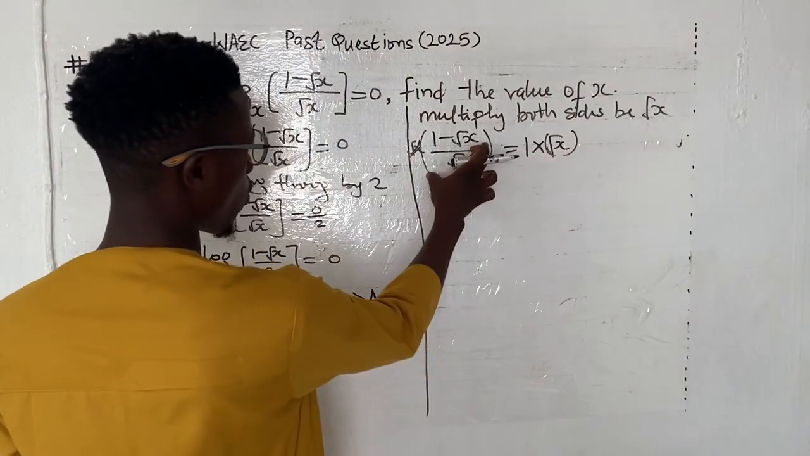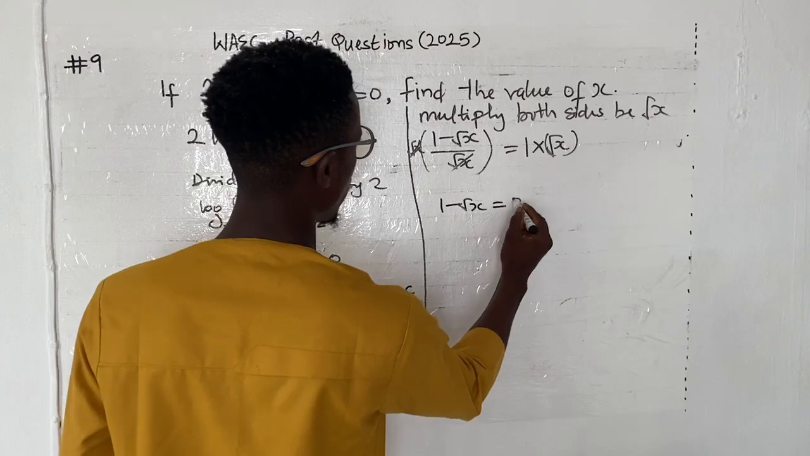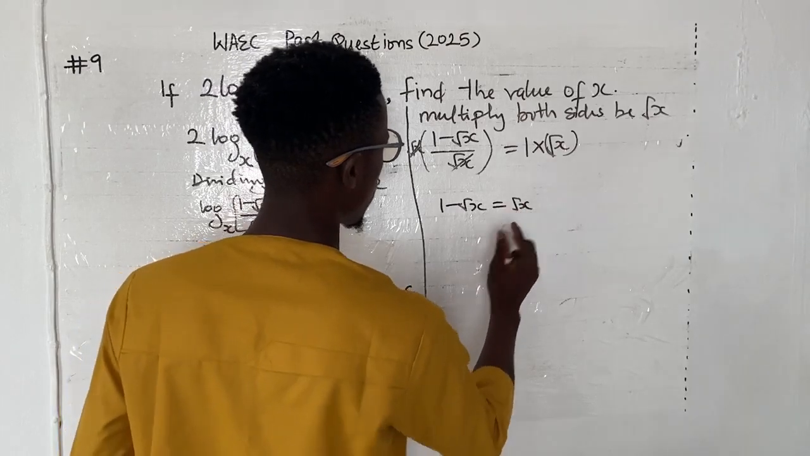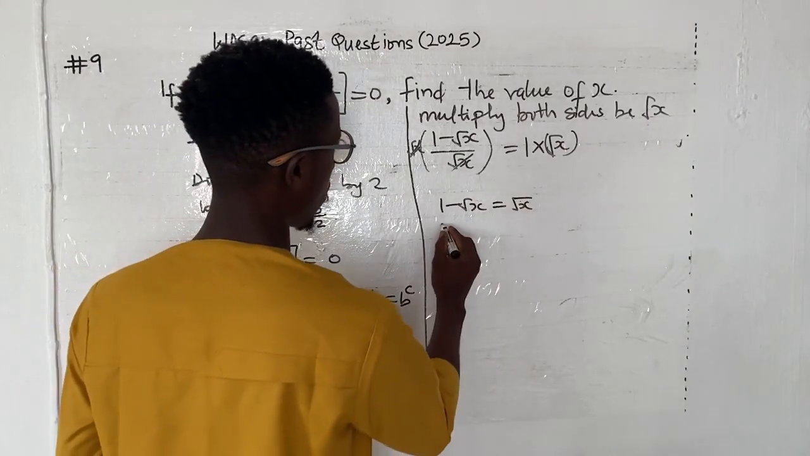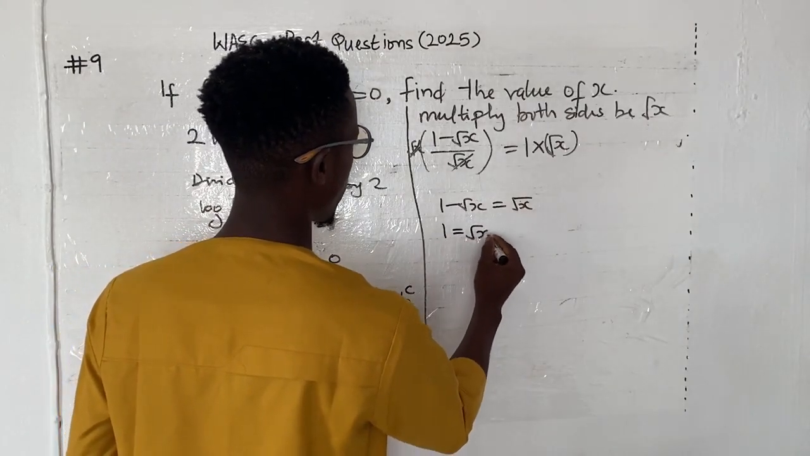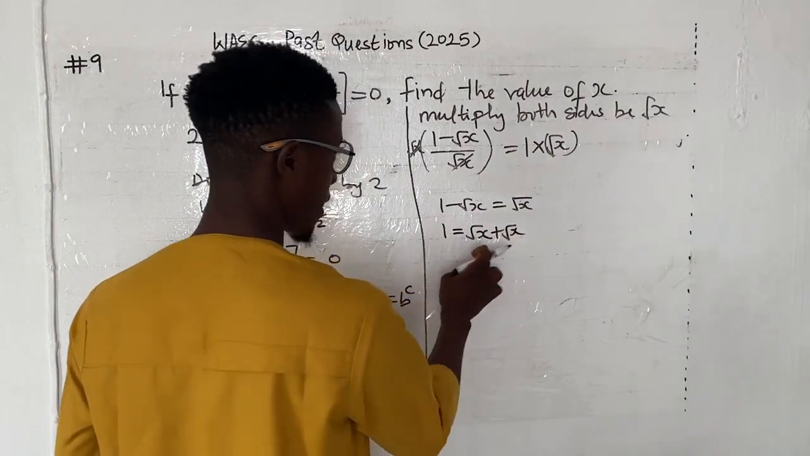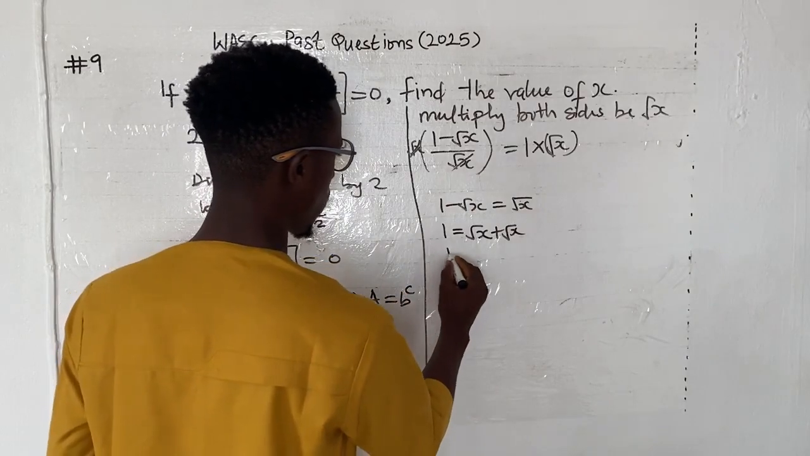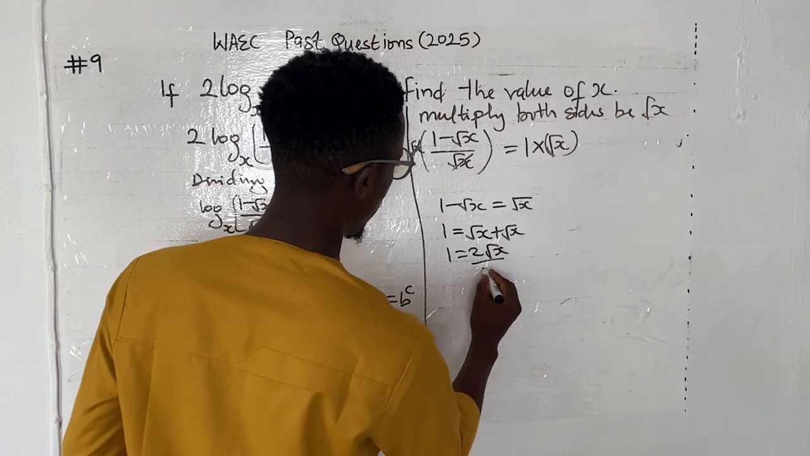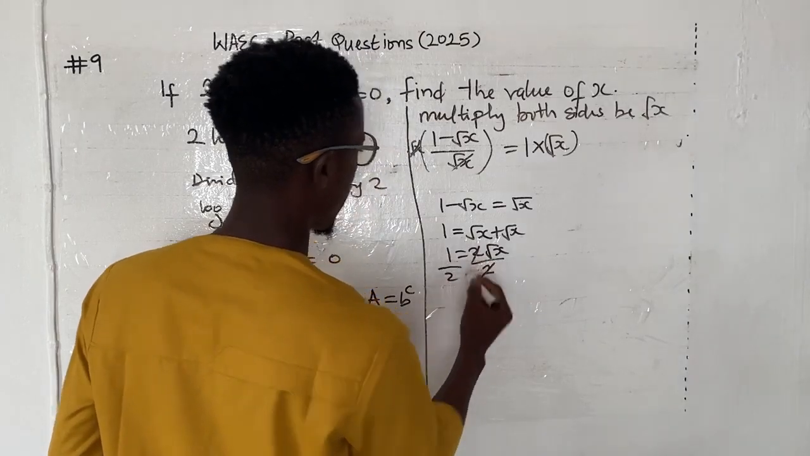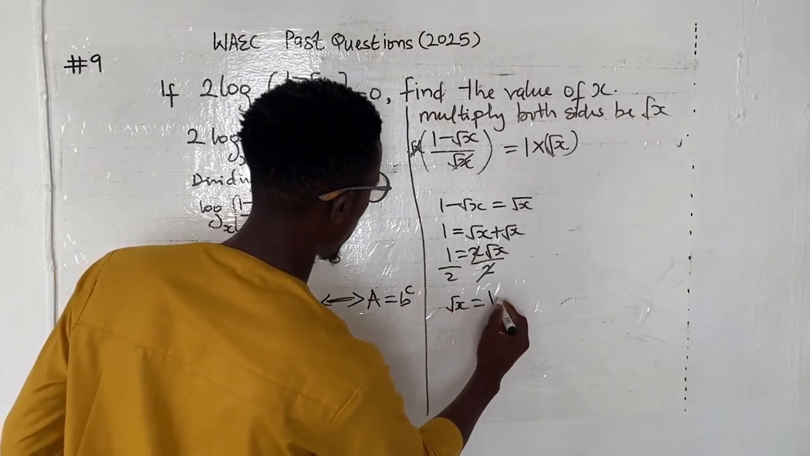Root x. So here we are left with 1 minus root x equals root x. If you are left with it, you can just collect like terms and say 1 equals root x. This negative will turn to positive plus root x. So root x and root x, this is also what? 2 root x. 1 equals 2 root x. From here we can divide both sides by 2. It cancels out and we are left with root x equals 1 over 2.